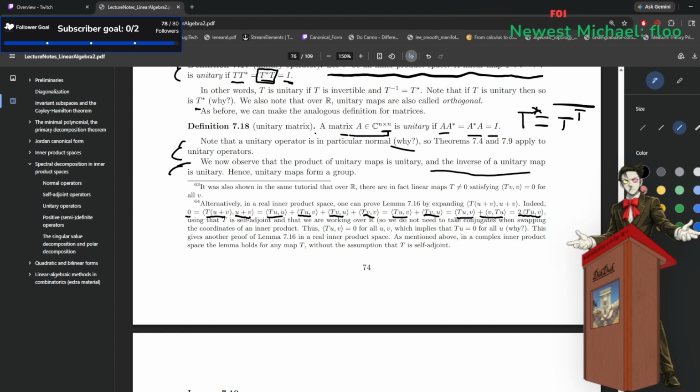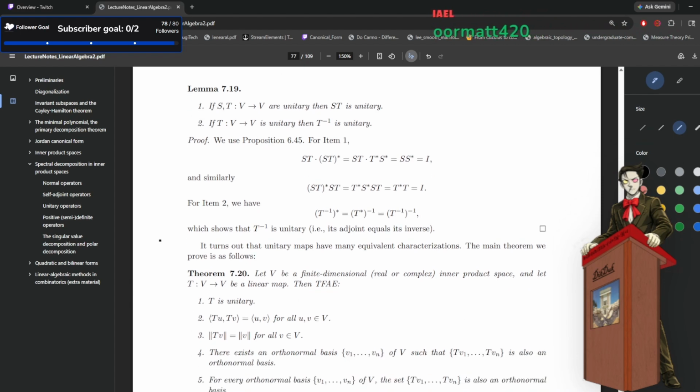As mentioned above, in a complex inner product space, the lemma holds for any map T without the assumption that T is self-adjoint. Continuing, for lemma 7.19: if S, T from V to V are unitary, then ST is unitary. So if S and T are individually unitary, then ST is unitary. We're going to prove it really quickly down below, so I'm not going to bother proving it right now.